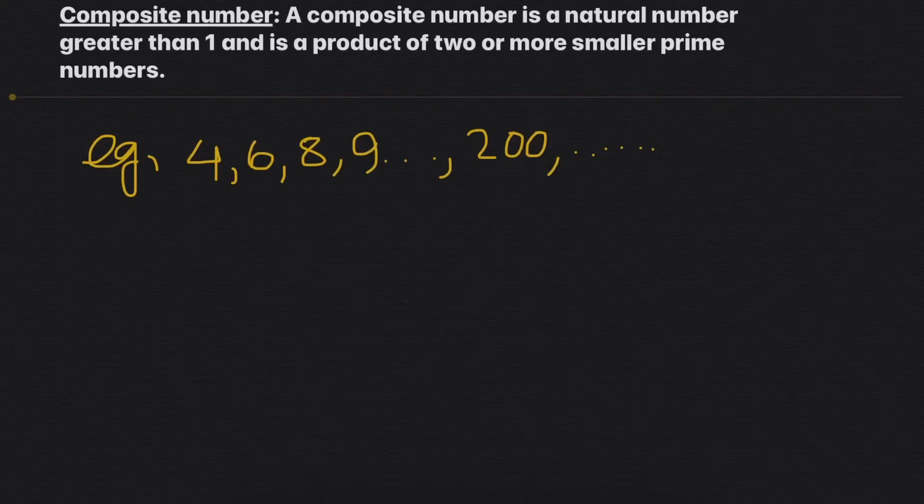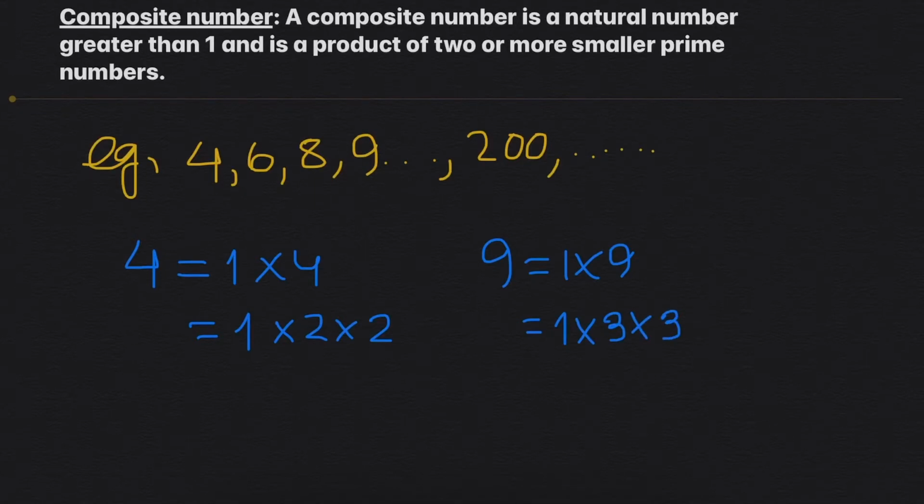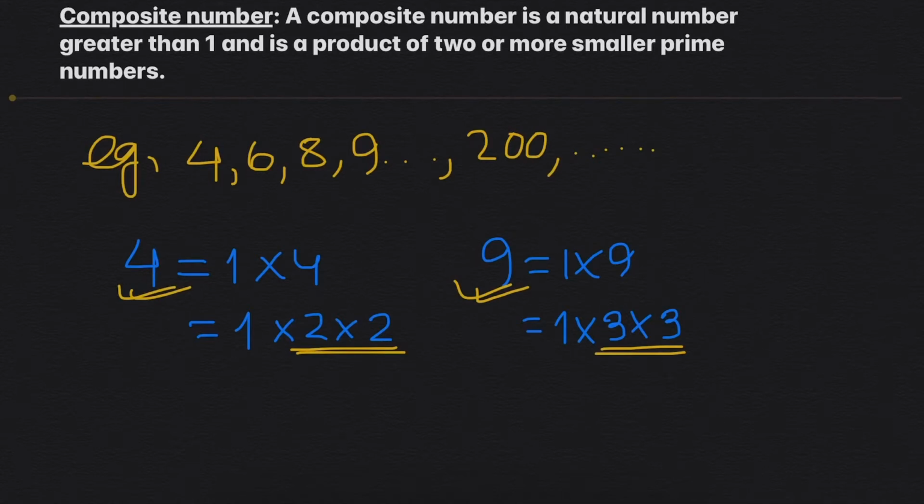In this case, if we consider 4, 4 is equal to 1 into 4, also 1 into 2 into 2. In case of 9, 1 into 9 or 1 into 3 into 3. So if we observe the factorization of 4, we get two prime numbers. In the factorization of 9, we get another two prime numbers. So these are called composite numbers. Also remember the smallest composite number is 4.